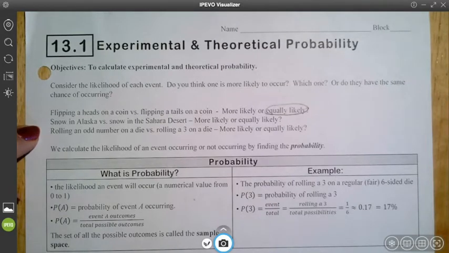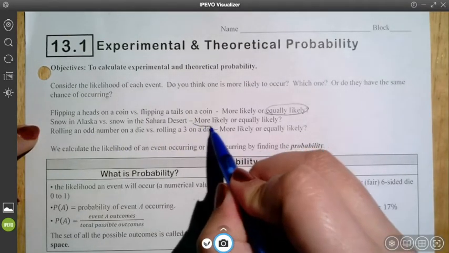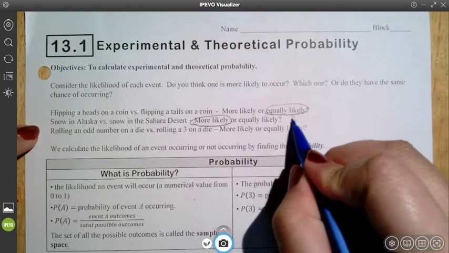In our second case here, snow in Alaska versus snow in the Sahara Desert. Well, we know that Alaska is cold and deserts are hot. And so snow happens when it's cold. So it's more likely to snow in Alaska.